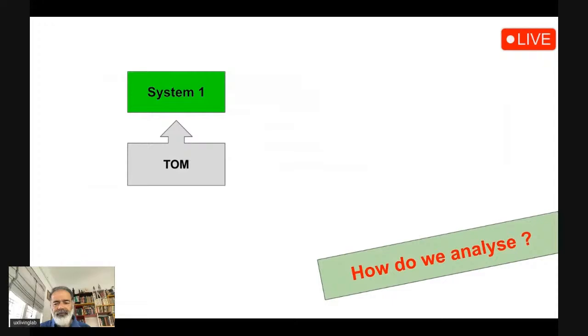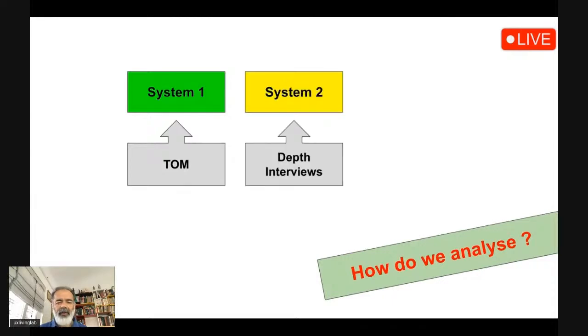So when I look into this model, system one is based on top of mind. You know how to analyze top of mind. So how do we analyze this information? System one is based on top of mind. We have to take top of mind from the consumer, and we can attach that to system one. System two is based on depth interviews, because system two is talking about more specifications, reasoning and logic from the consumer's mind. We have to take depth interviews for analyzing system two, or getting information for the system two space.